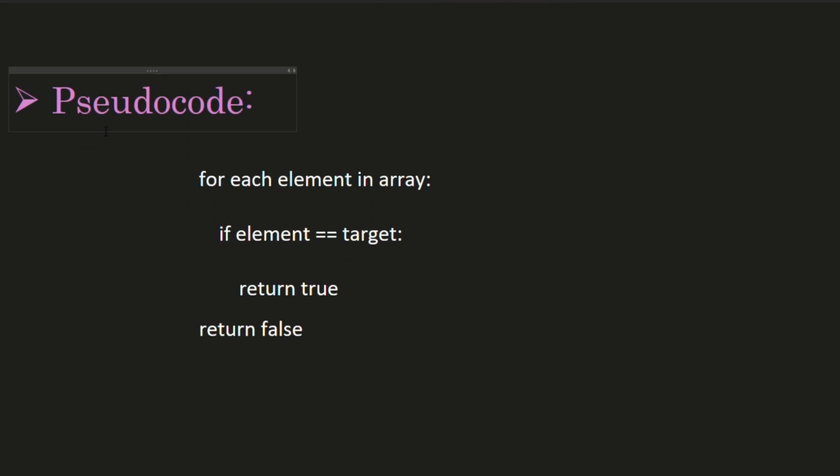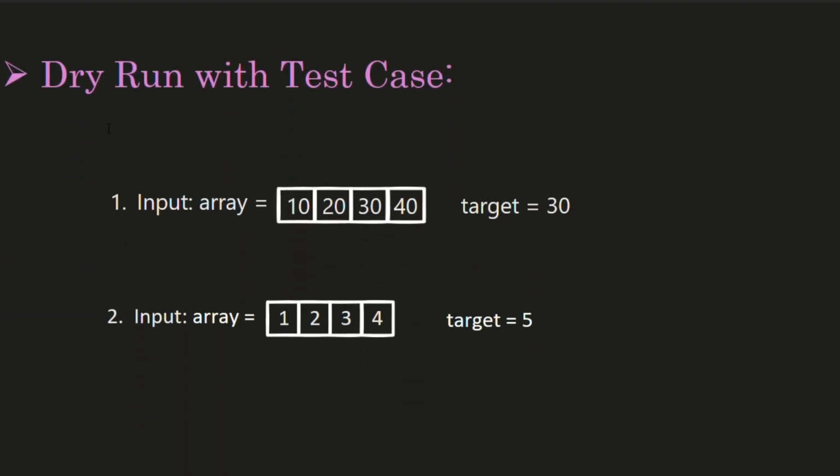Pseudocode. For each element in array, if element equals target, return true, else return false. Explanation of the pseudocode is simple. We just compare elements one by one. The moment we find a match, we return true. If we don't find the number after checking all elements, we return false. Let's dry run with a test case.